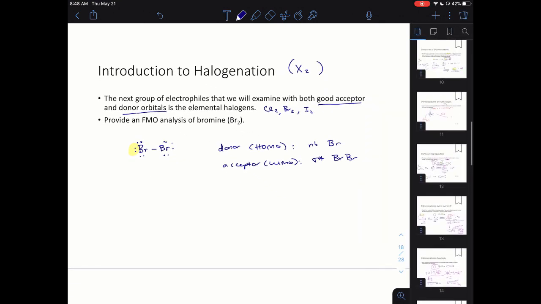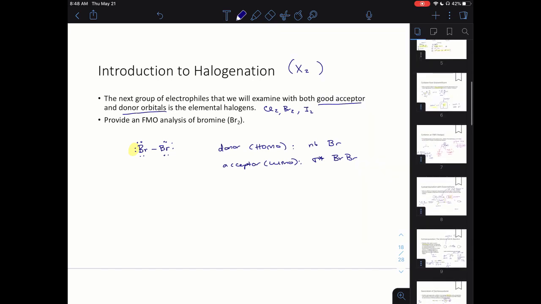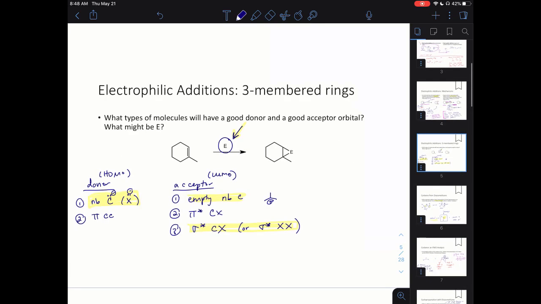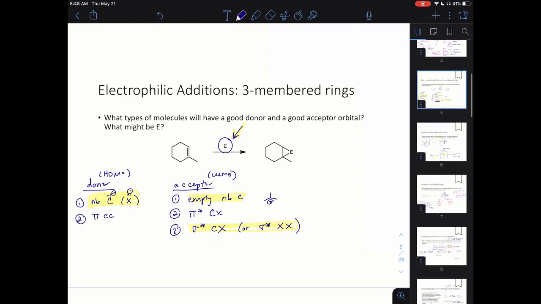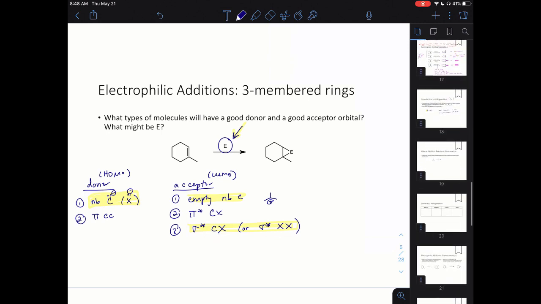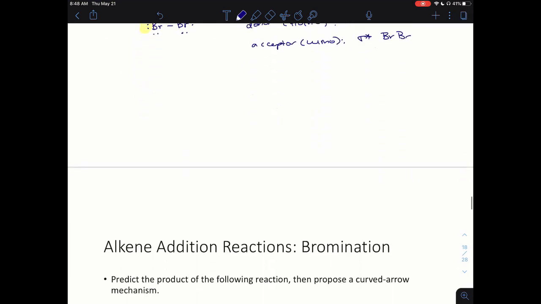Let's just go back to our thought exercise way back at the beginning of the lecture. And we said that a non-bonding pair of electrons on either carbon, like in the carbene, or on a heteroatom, like we're about to see, will be good donors. And the acceptor for the carbene was the empty p orbital on carbon, but for elemental bromine, it will be sigma star XX. We saw sigma star CX was a good acceptor in the SN2 reaction. Sigma star XX will be a good acceptor for us today. Awesome, let's get to it.